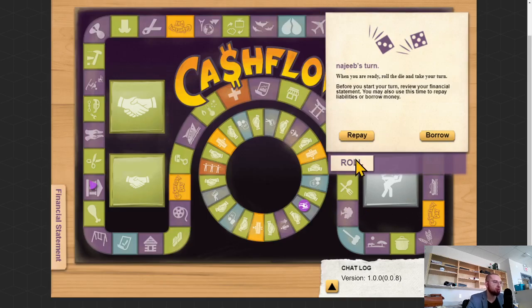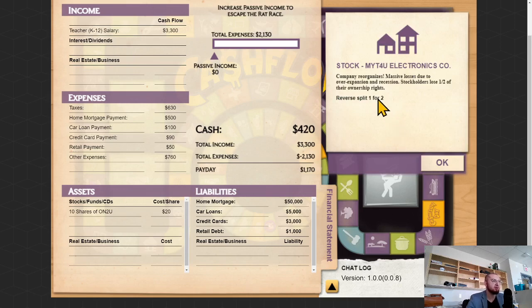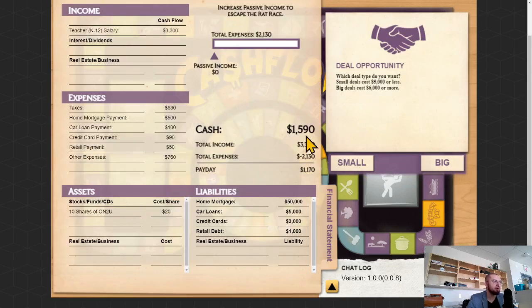We'll do one more roll for the sake of the game. Now I land on another deal opportunity. We'll go small, reverse split. My stocks got halved, but I don't have this stock, so it doesn't bother me. We'll do one more roll. Another deal opportunity. I have $1,500. Now let's say, here, we'll just go small.